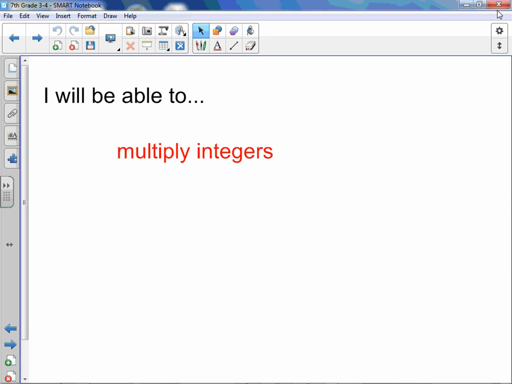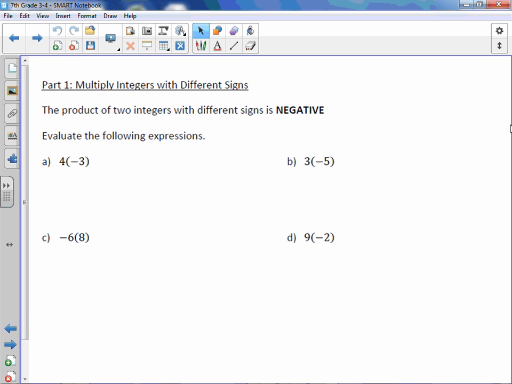Chapter 3, Lesson 4, Multiplying Integers. You will be able to multiply integers. The product of two integers with different signs is negative. So all you need to do when you're multiplying integers is multiply as normal, but then if it's a negative and a positive, the result will be negative.